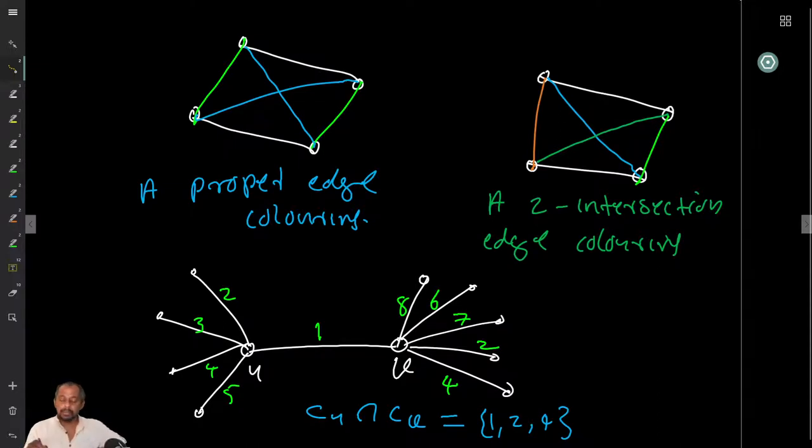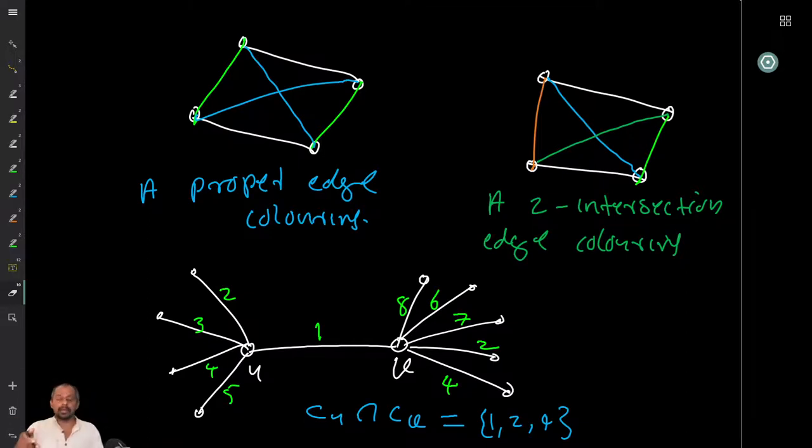Now, what about this and this being the same? Do I have a problem? Yes, because if I use the same color blue here, now what happens? This is blue, then blue and white and yellow here, blue and white and yellow here. For this edge, there is a problem. So I need to use a different color here also. So this is a 2 intersection edge coloring. We can see we need at least 5 colors here. On the other hand, I can do with just 3 colors for a proper edge coloring.